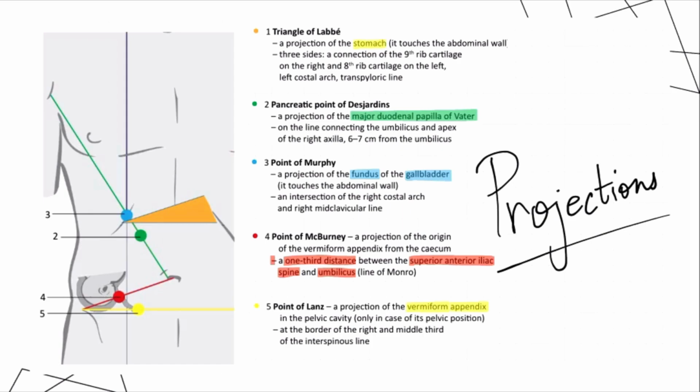If you've come across this before, the vermiform appendix has almost 4 to 5 positions, and it can be located differently in different individuals. So definitely study those variations. And it's at the border of the right and middle third of the interspinous line. So it's always good to know projections because they give you an estimation of where this thing is roughly inside my body. So it's always good to have that reference point, and this is what these projections really serve as.